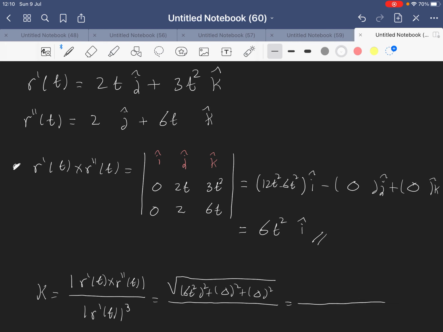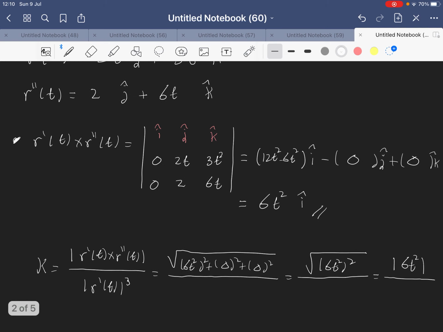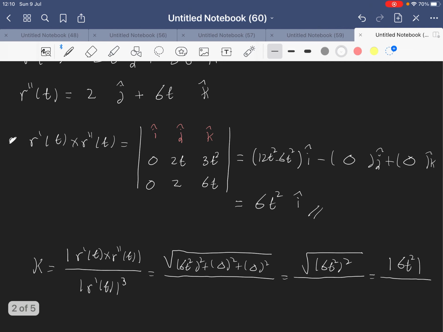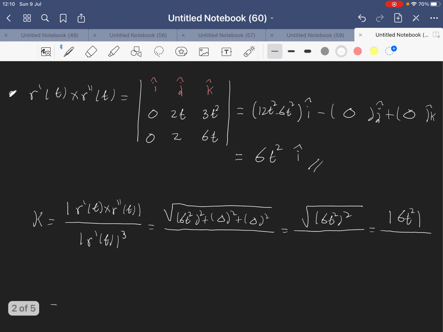Let me try to simplify this one. It will be just the square root of 6t squared, squared. Of course, the square root and the square cancel each other. We end up with the absolute value of 6t squared, which will be, after all, exactly 6t squared. The reason why is because it is already positive, so I don't need the absolute value. But if this was, for example, only t, then I would have to keep the absolute value, because the sign depends on the value of t.